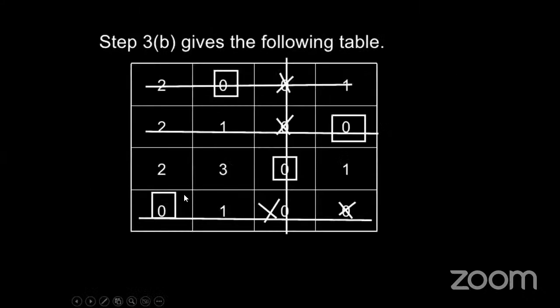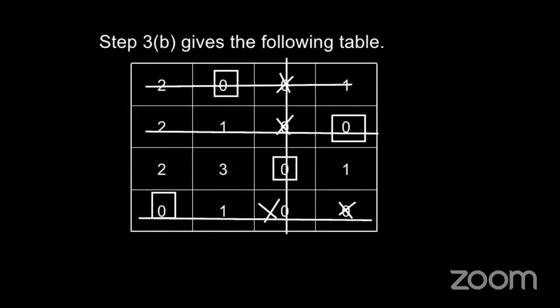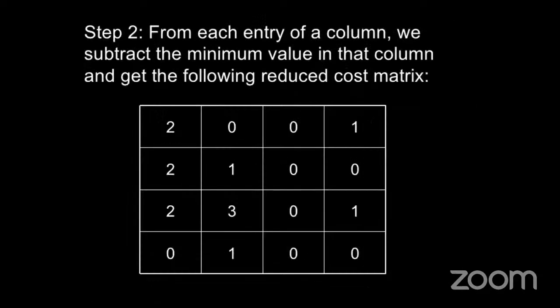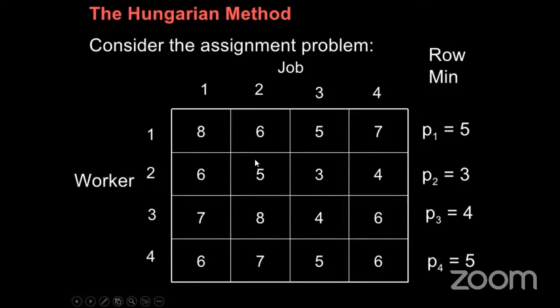You can see first worker, second job; second worker, fourth job; third worker, third job; fourth worker, first job. First is second, second is fourth, third is third, fourth is first. Where did this number of hours come from? From the cost matrix, the matrix which was given to us at the beginning in the question. This is what we got as the number of hours.